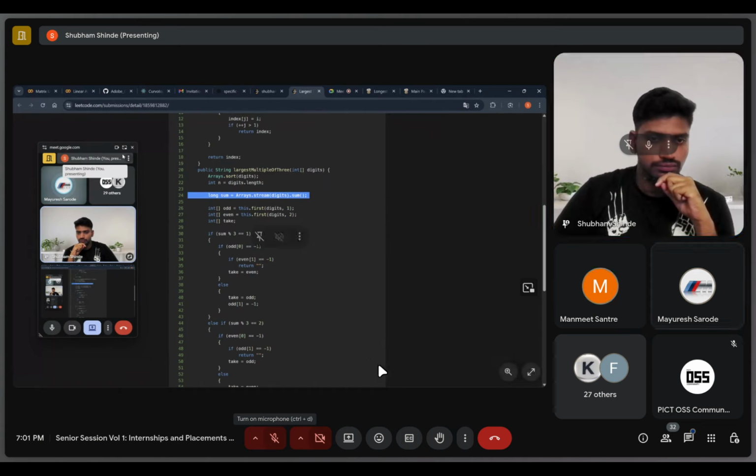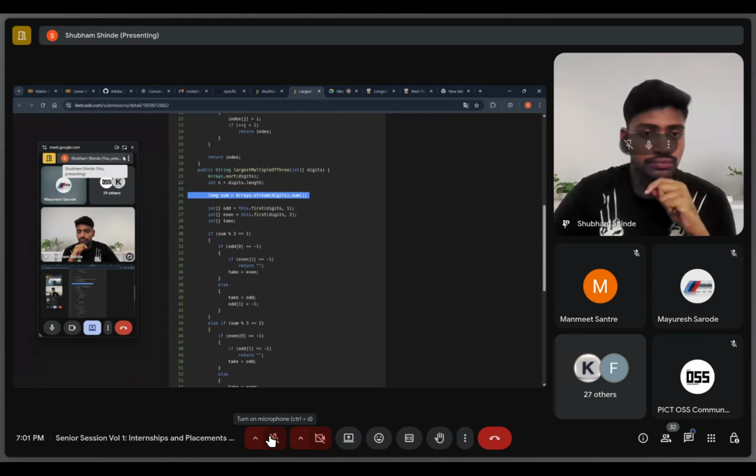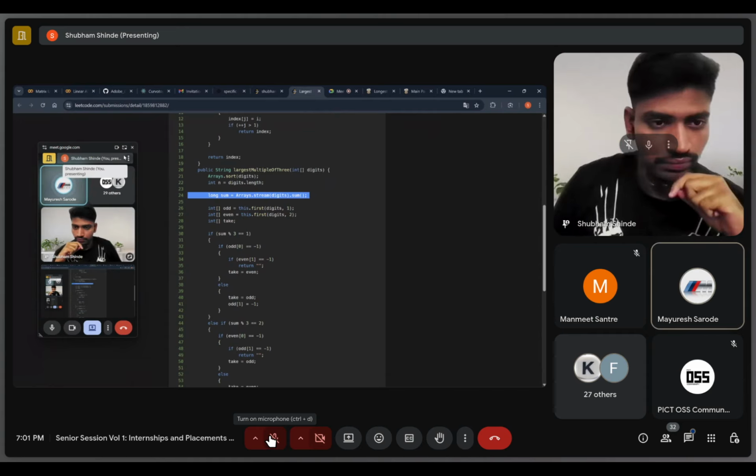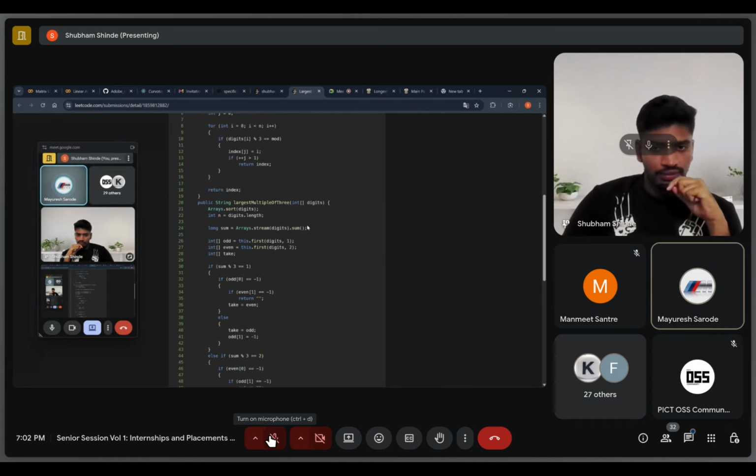And when did you start doing your DSA in Java? When did you start to do DSA in Java? You may also have started in C++, right?